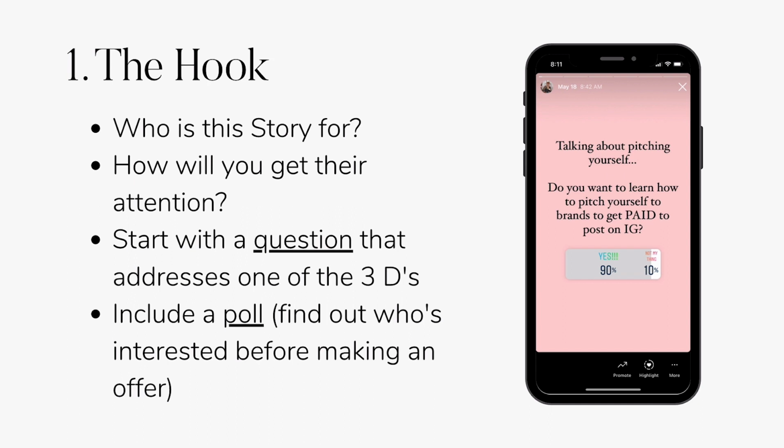So before we even start recording, we want to be really clear on who this story is for and how we will get their attention. So what you want to do is to start with a question that addresses one of the 3 Ds, and then include a poll to find out who is interested. So you're basically getting people to raise their hand before you've even made an offer.